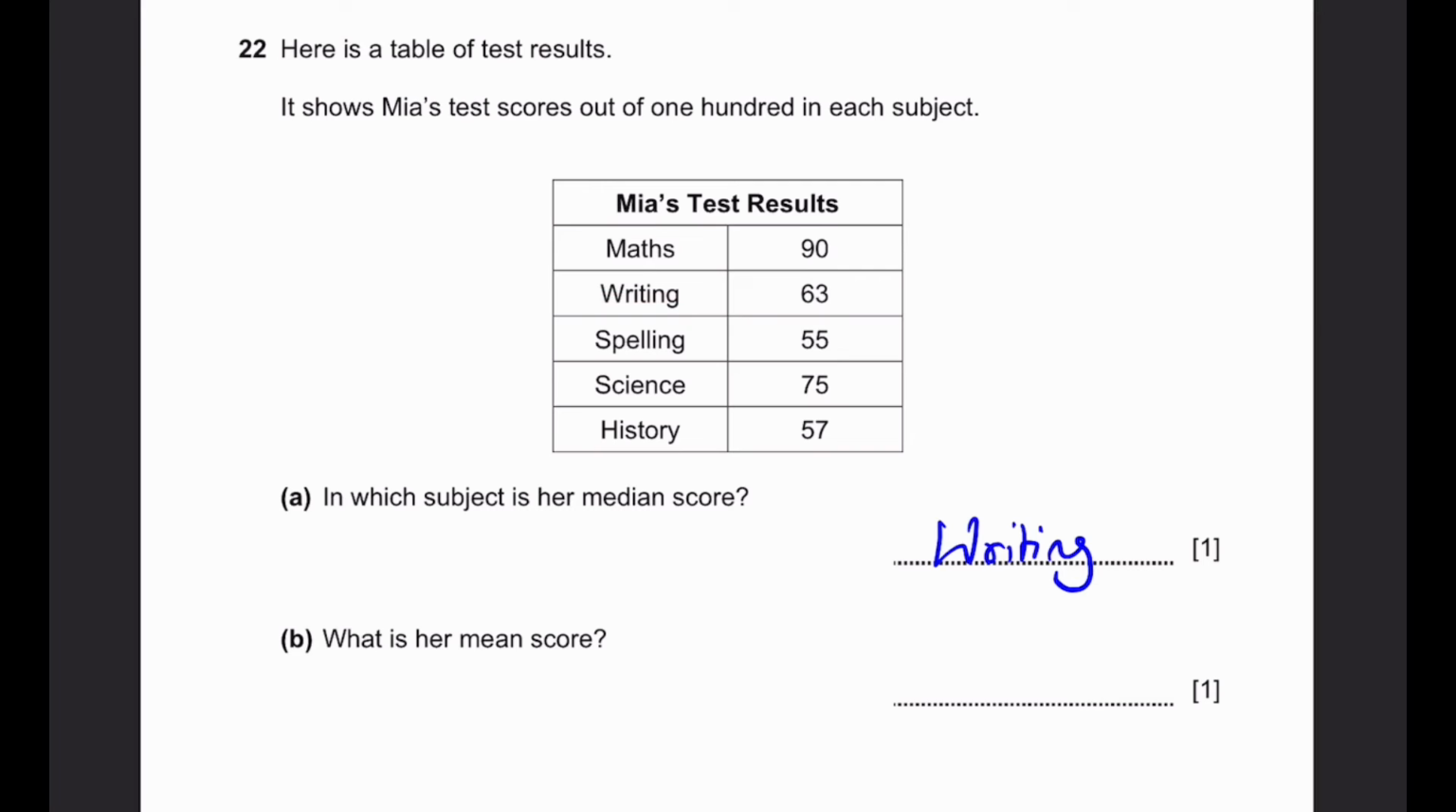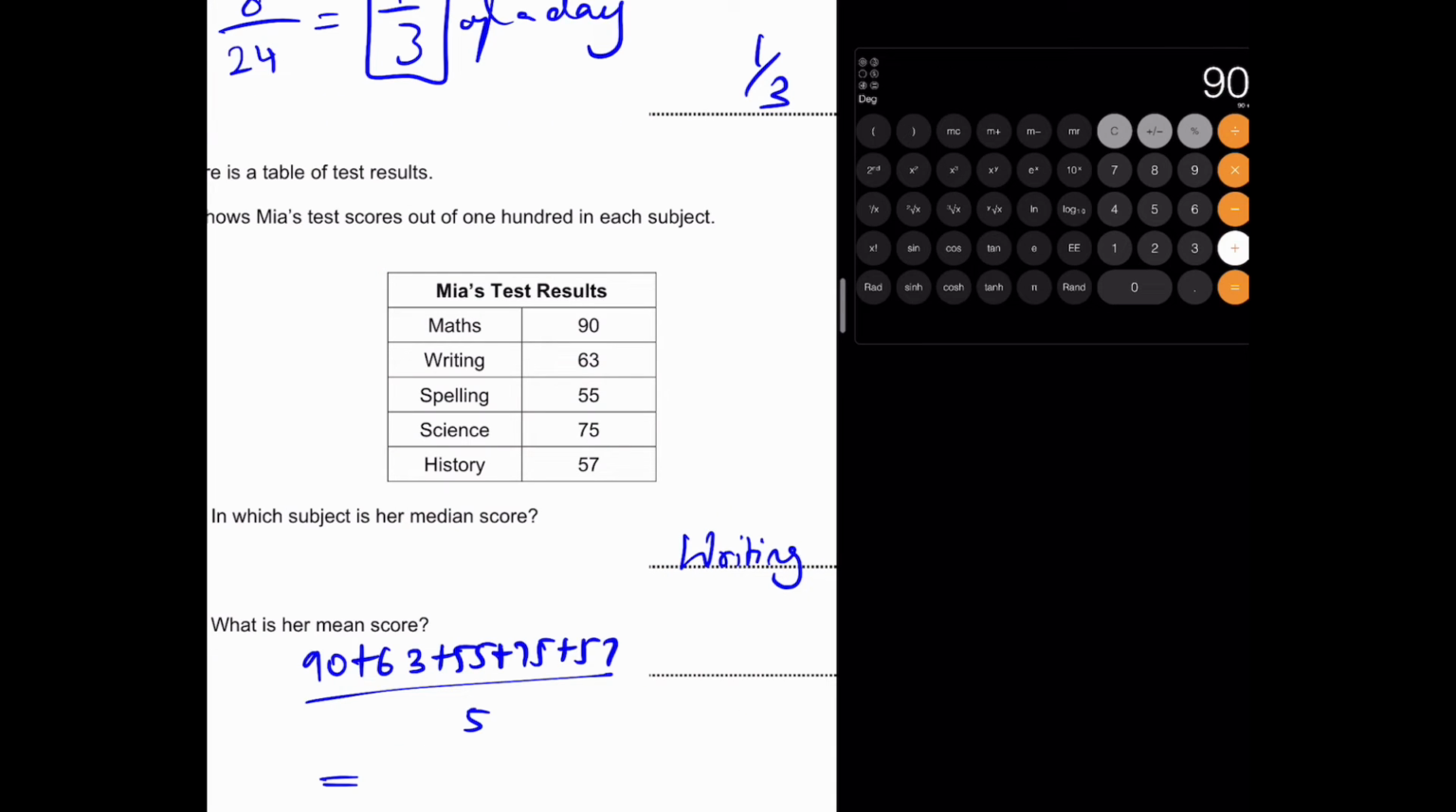B. What's her mean score? That would be 90 plus 63 plus 55 plus 75 plus 57, whole thing divided by 5, because 5 scores. And let's get our calculator out for this. Here we are. 90 plus 63 plus 55 plus 75 plus 57 and divided by 5. So it is 68. That's the answer.